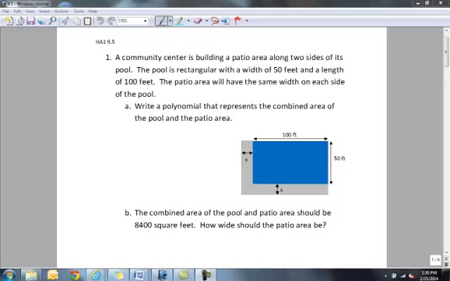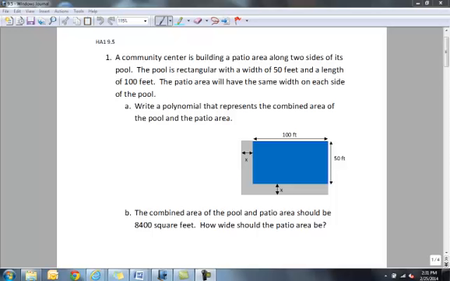Let's go ahead and read together number 1. It says a community center is building a patio area along two sides of its pool. You can see the high-tech picture there. The pool is rectangular with a width of 50 feet as shown and a length of 100 feet. You can see that there too. The patio area will have the same width on each side of the pool, so you can see that I've labeled those widths with an X, signifying that it's the same width, both parts.